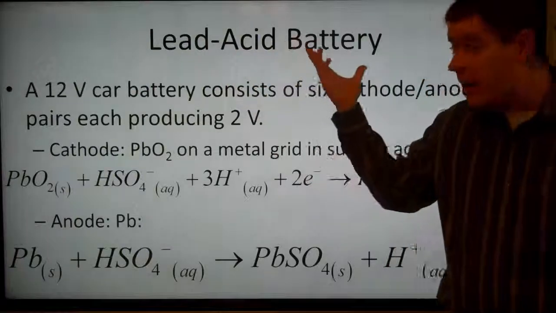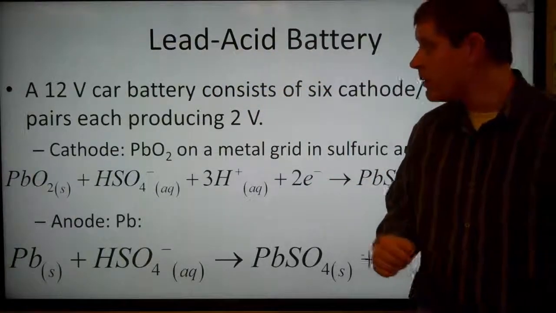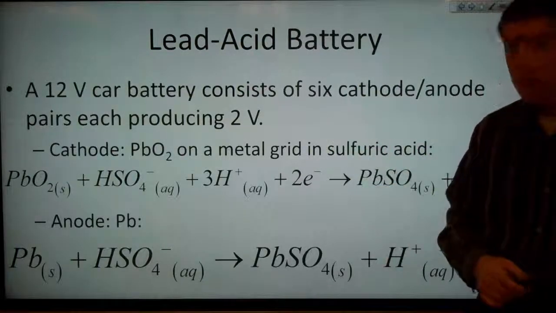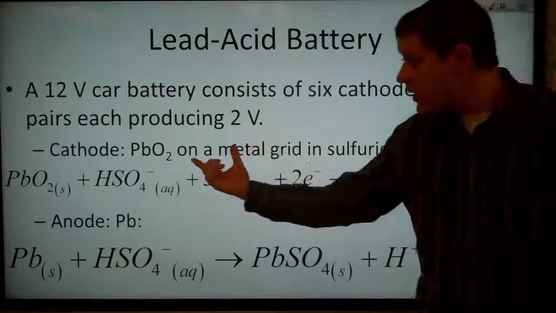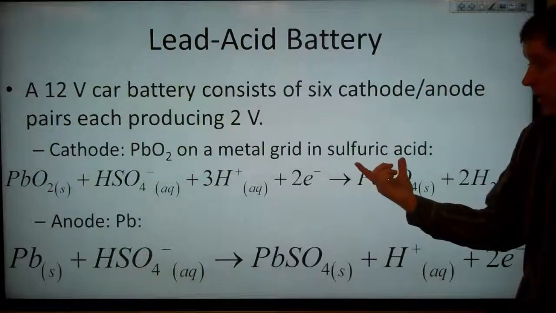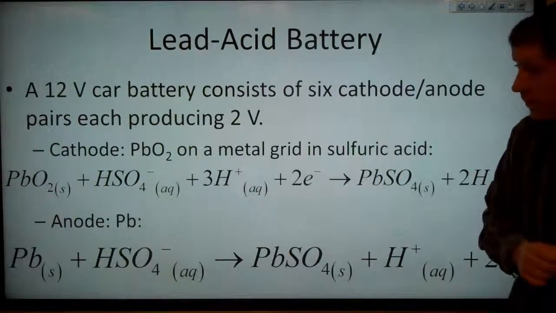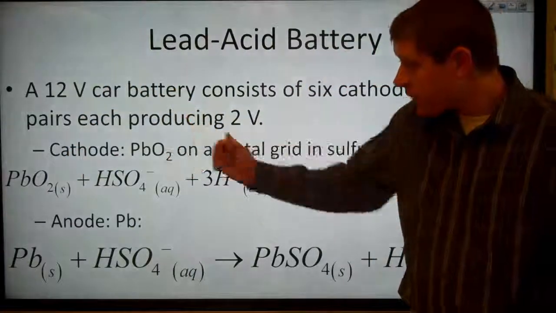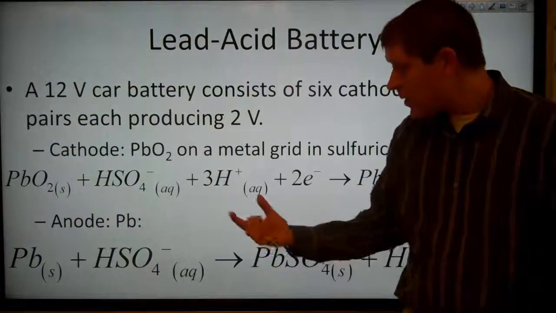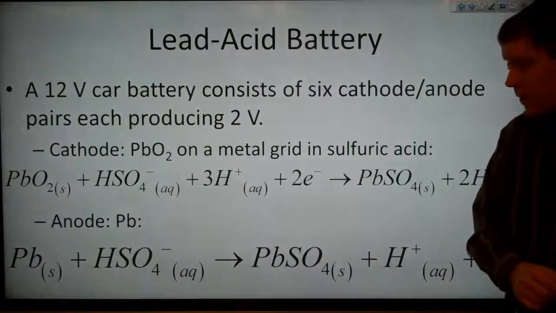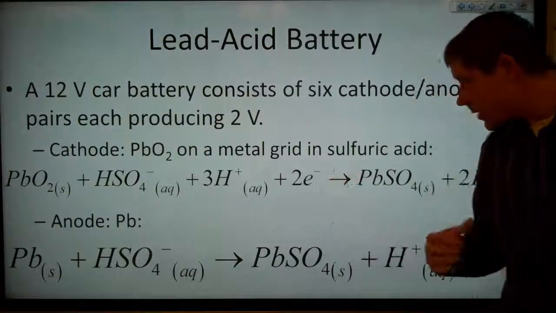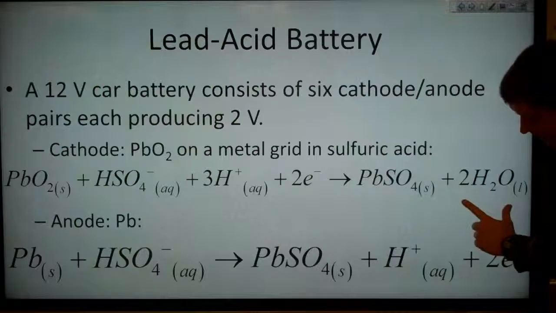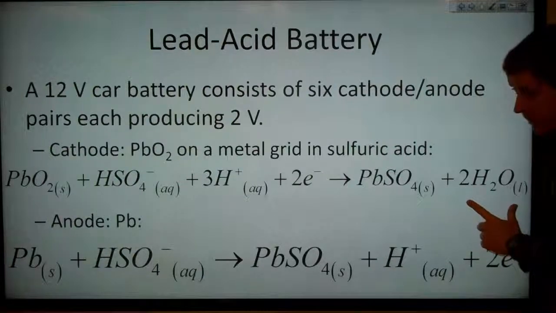So a lead-acid battery, like a 12-volt car battery in most automobiles, consists of 6 cathode-anode pairs, each producing 2 volts. And the cathode is a lead oxide on a metal grid in sulfuric acid. And we have the lead oxide solid plus HSO4 minus plus 3 hydrogen ions plus 2 electrons react to yield lead sulfate solid and 2 water molecules.